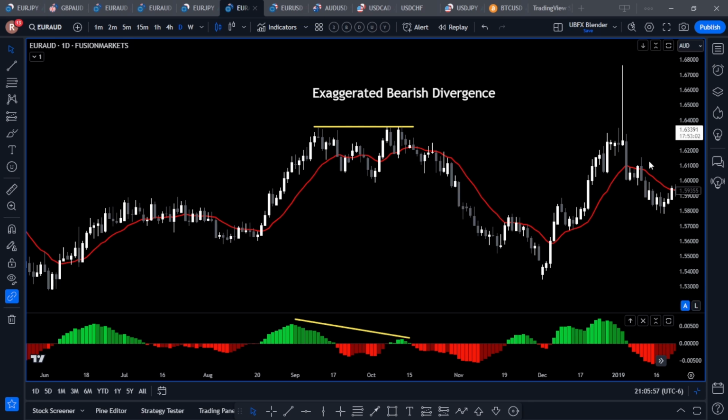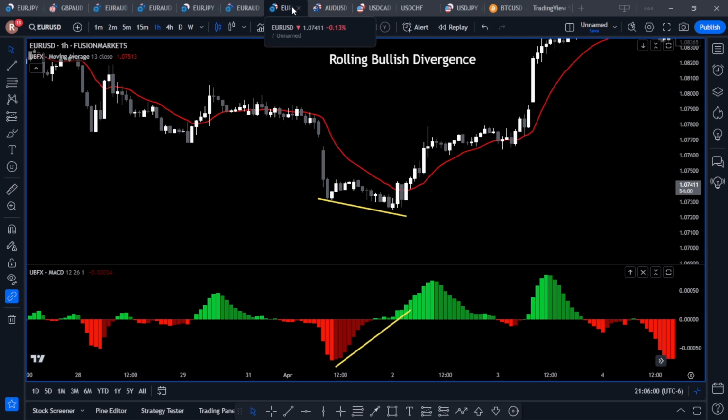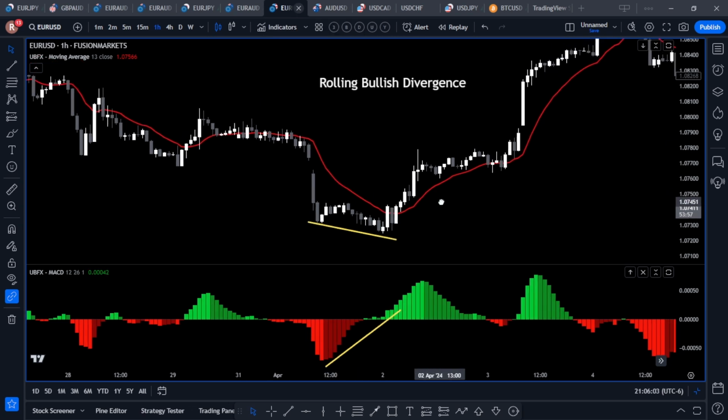Now we're going to move on to rolling divergence. This is something you may never see. You may never come across this in your trading. Truthfully, this isn't one that's really that important. Almost no trader knows about this. Almost no trader will take advantage of it simply because they don't know about it. But it is a thing, so I do want to show it to you.